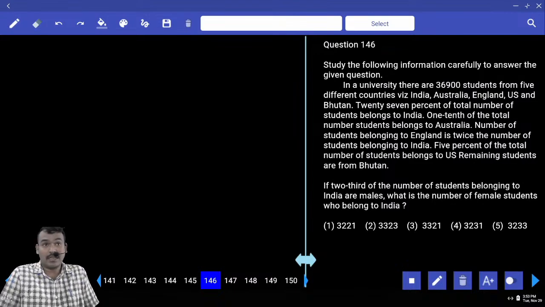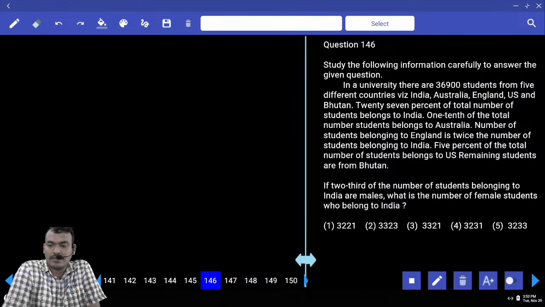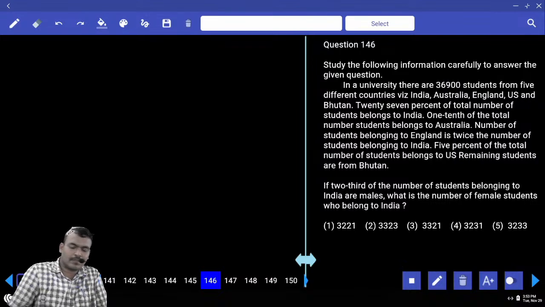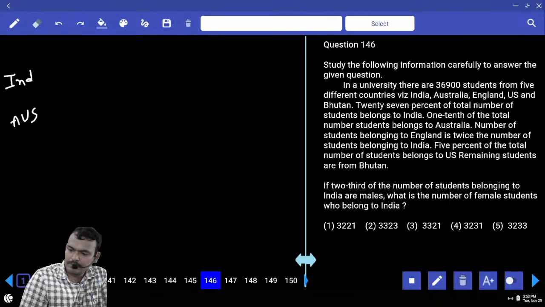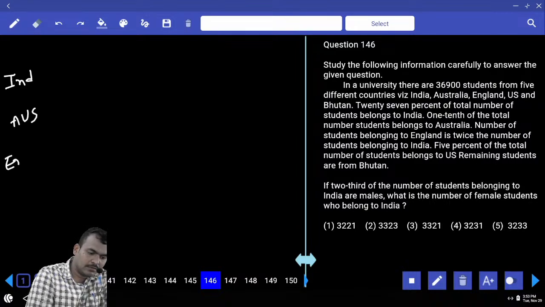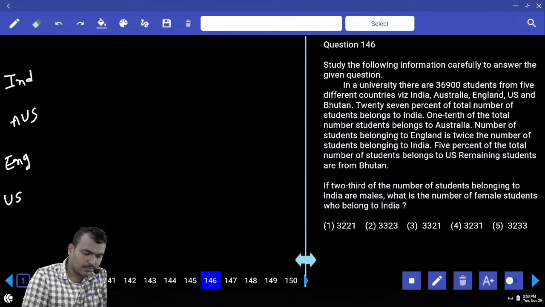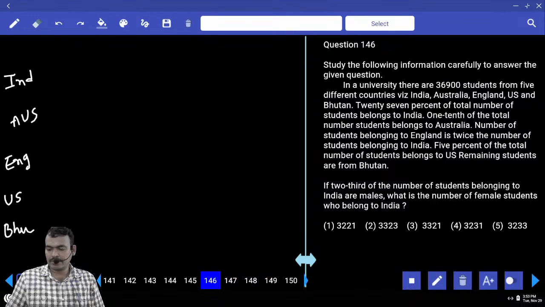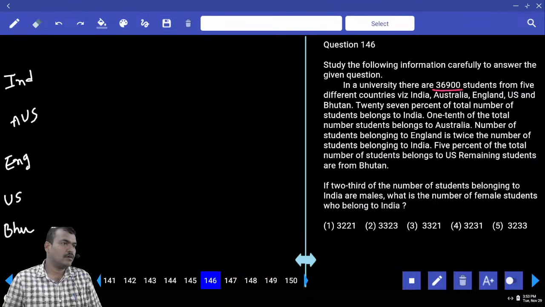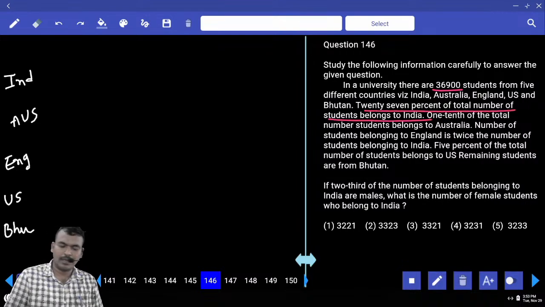In a university there are how many members? 36,900 students from 5 different countries. What are the countries here? India, Australia. What is the next one? England. Next one US. Next Bhutan. Okay. Suppose total we consider 100%. That 100% is equal to how much? 36,900. And here 27% of the total number of students belong to which one?